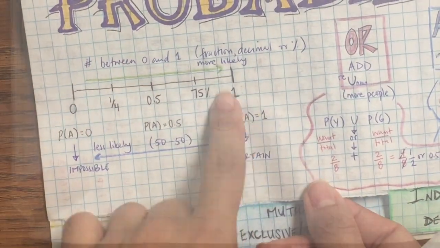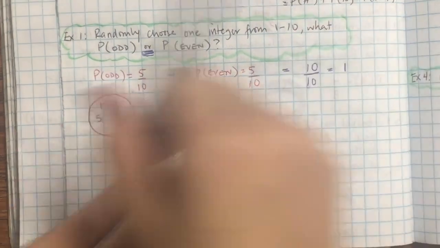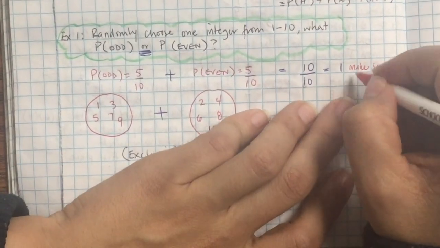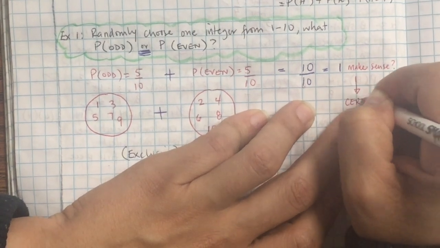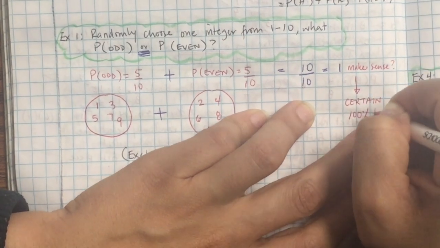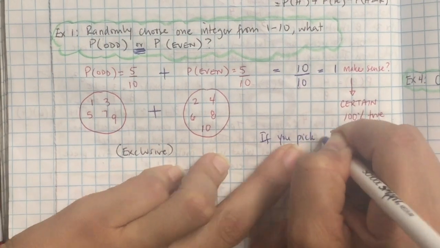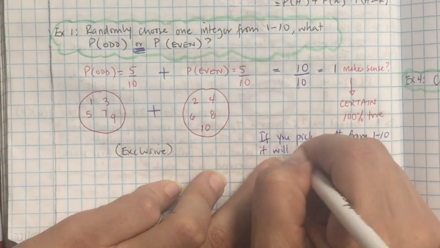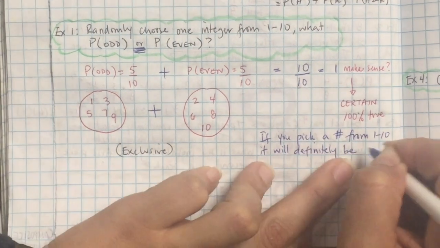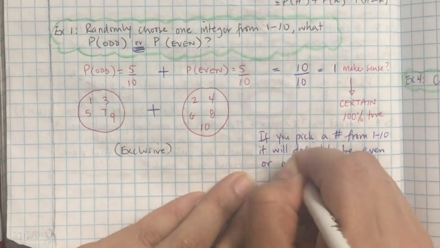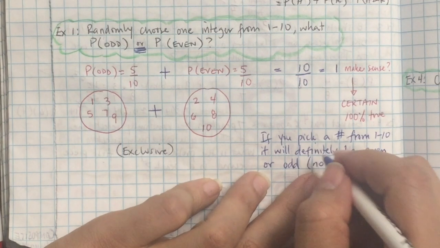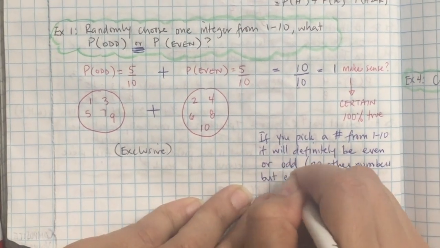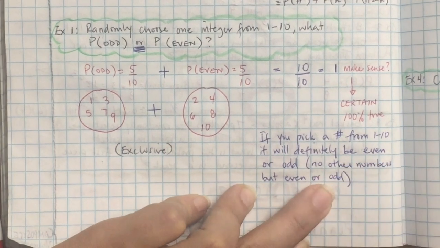Now, does that answer make sense? Because 1 says it's for sure going to happen. This is a listening check. Color in the 2 circles with the odds and even numbers. Well, if I pick a number from 1 to 10, it will definitely be even or odd. Because there's no other numbers but even or odd. So of course that number makes sense. So remember, probability can only be between 0 and 1. It can't be negative. It can only be between 0 and 1. It can't be 1.2.